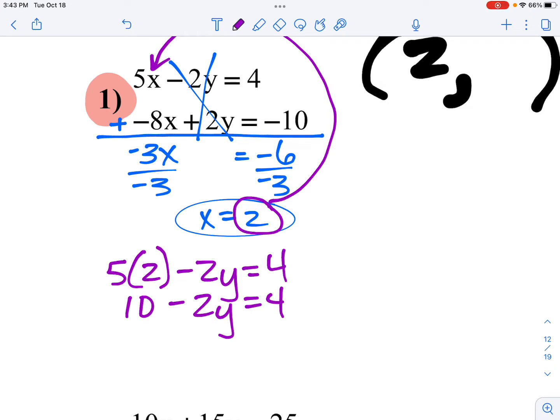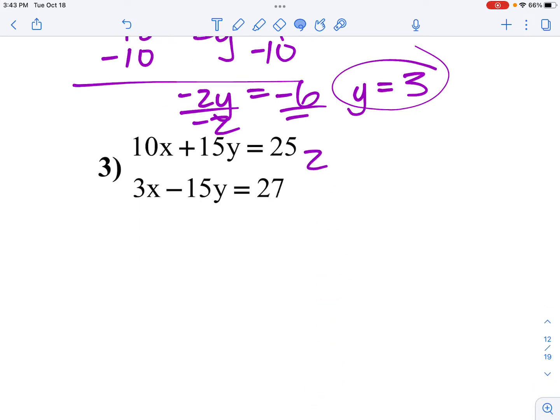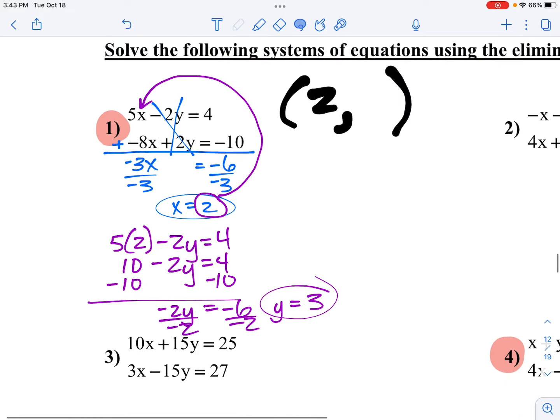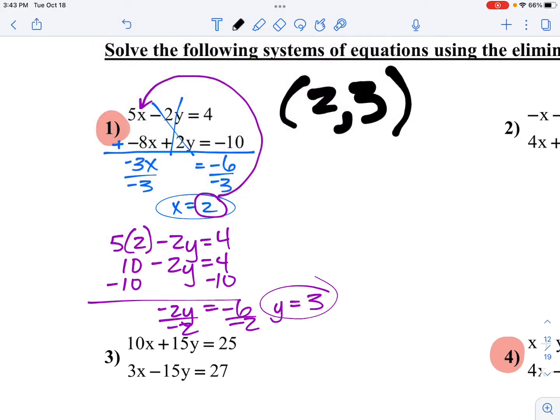To try and get the y by itself, I will subtract 10 from both sides. 4 minus 10 is negative 6. Divide by negative 2. Y equals 3. That is a negative 2, by the way. It looks like a 2, but it is not. It's negative 2. And y equals 3. And that means that I'm going to put 3 in my answer.